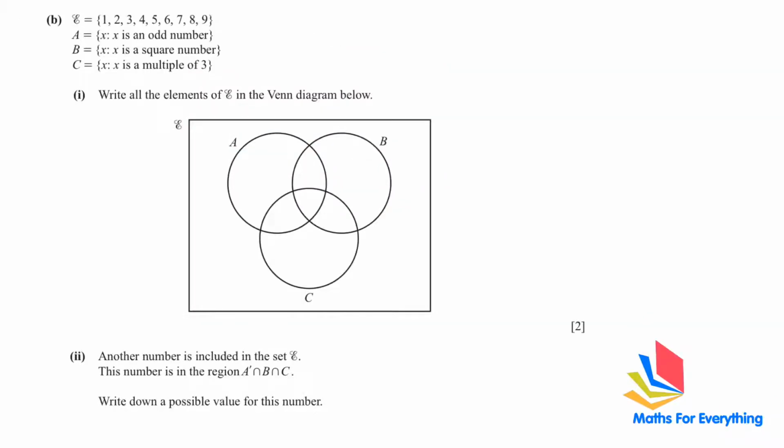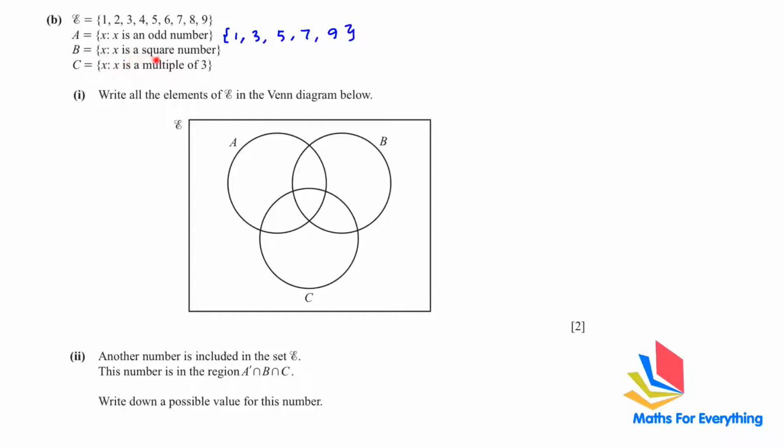In part B, we have been given a universal set 1, 2, 3, 4, 5, 6, 7, 8, 9. And A is x such that x is an odd number. So let's write down the set A. From here, which are the odd numbers? 1, 3, 5, 7, and 9.